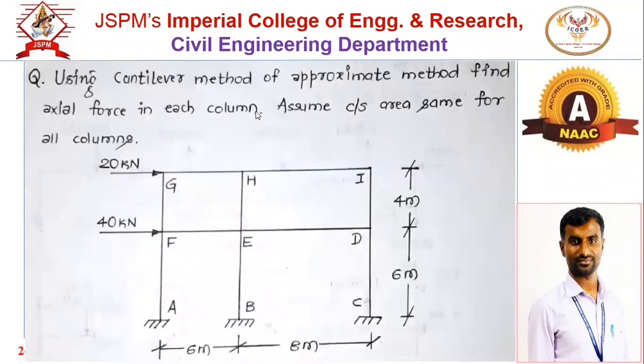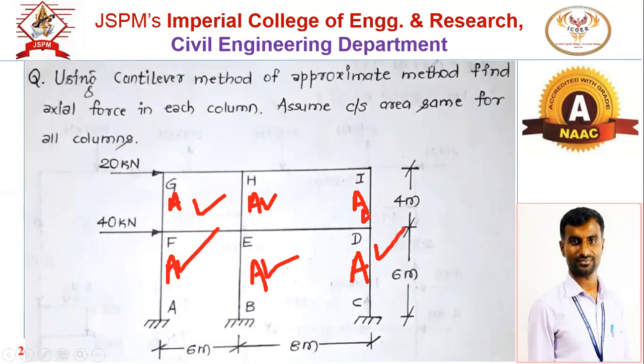So this is the numerical. Using the cantilever method of approximate analysis, find axial force in each column. Assume area same for all the columns, means the cross-sectional area we will consider A for all the columns. Area is A. It will be same, means we will assume that area is same. So you can say I or twice of I. We will consider A. It is common for all the columns. It will be constant or we can say same. Okay.